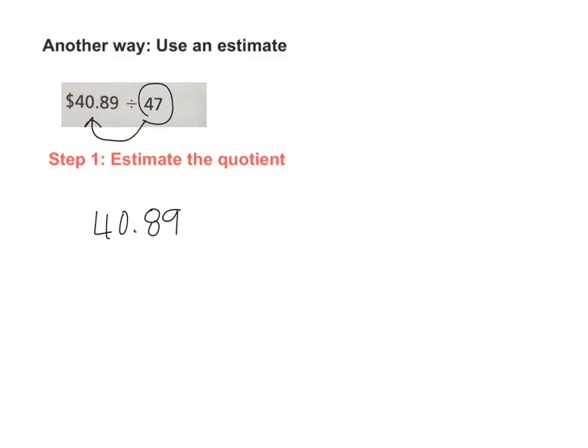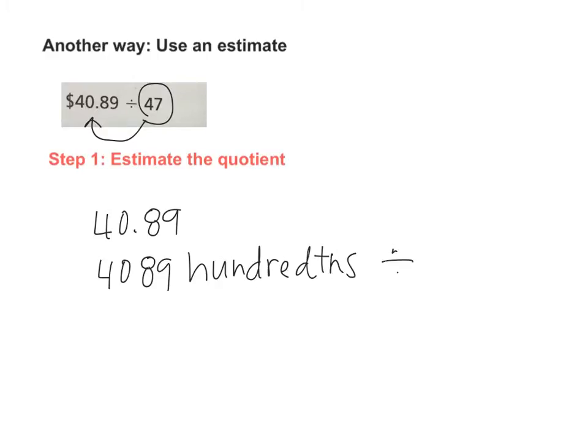How can I rename that into a number that's bigger than my divisor? Ariel? 4,089. You can say it's 4,089. Is it tenths? Would it be tenths? Hundredths, yeah. Okay, so we renamed it and we're dividing it by 47.